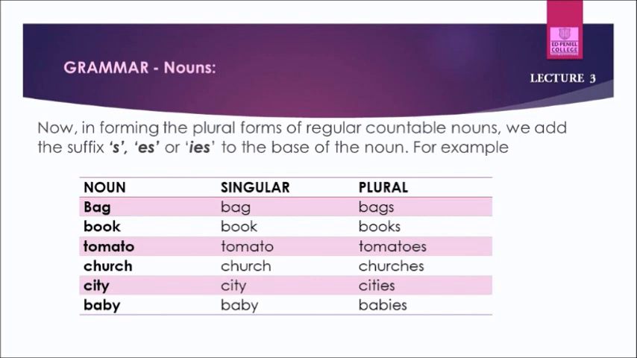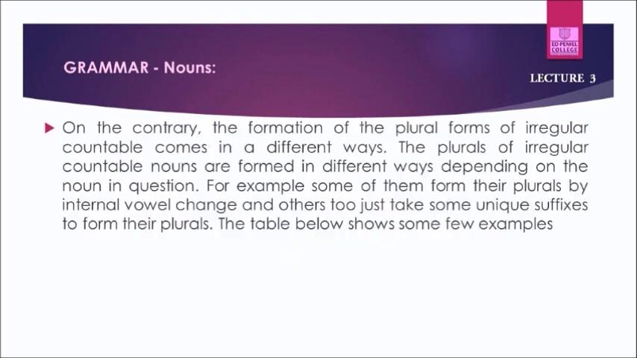So when you look at bag, for example, this is one. But when it's more than one, we just add s to make it bags. Book also takes s to get books. Tomato takes es to get tomatoes. Church takes es also to get churches. And city takes ies to get cities. So we drop the y and then add ies to show the plural form.